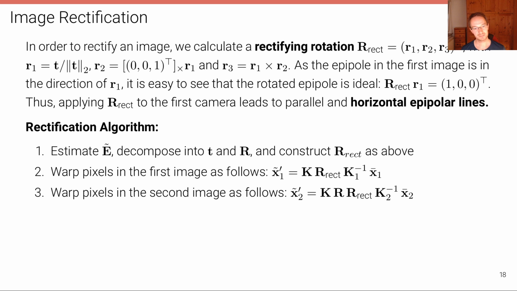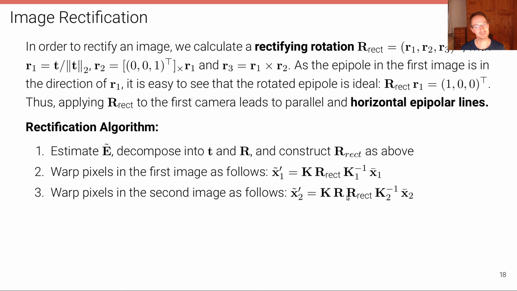We warp the pixels in the first image using this expression. We take a pixel in the first image, compute the inverse of the calibration matrix of the first image, apply this rotation, and then take the calibration matrix of this virtual camera, which we can decide arbitrarily, in order to obtain this projected point. Similarly, we can do this for the point in the second image, except also taking into account the rotation between the first camera and the second camera, the extrinsics, basically.